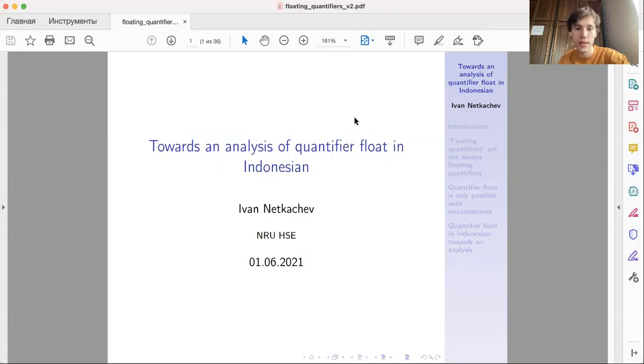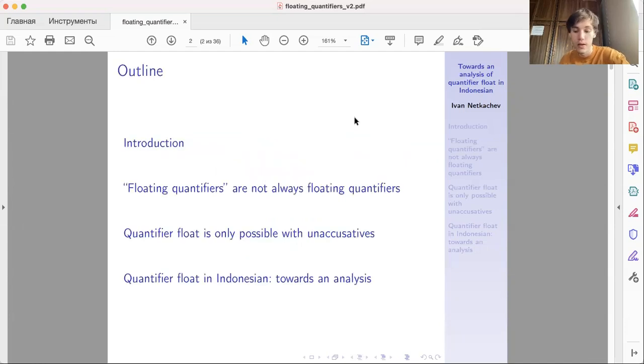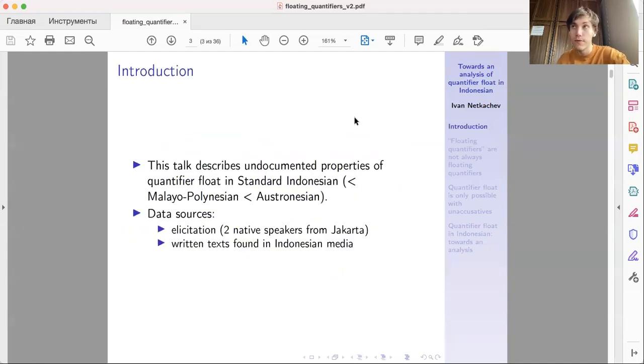Hello everyone, my name is Ivan Netkachev, and today I would like to talk about the floating of quantifiers in Indonesian language. I will focus on some undocumented properties of quantifier float in standard Indonesian.